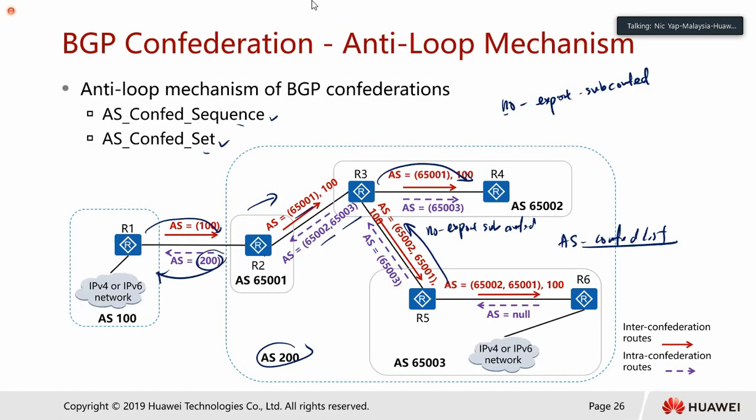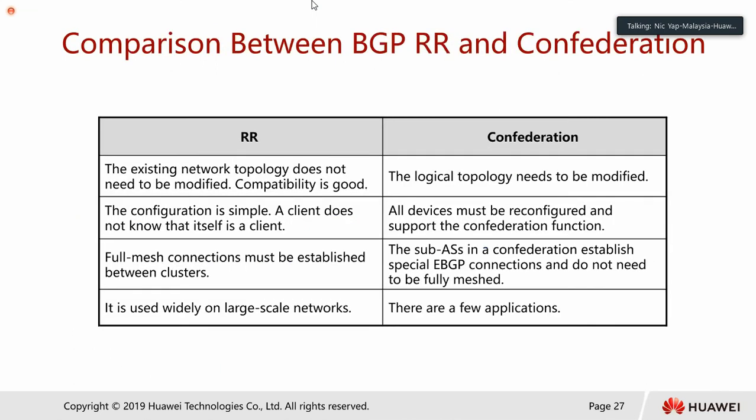And for the last one, very few applications use the BGP confederation, but most of them still use route reflectors. Okay, the comparison between RR and confederation, is it okay? Any question you want to ask from here?